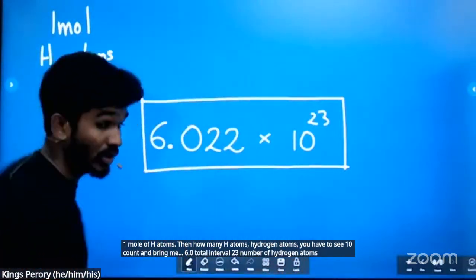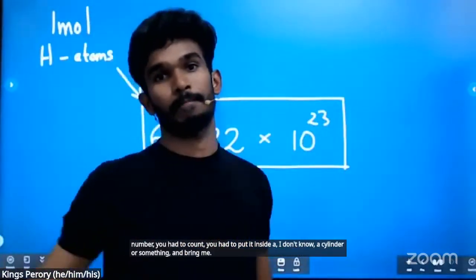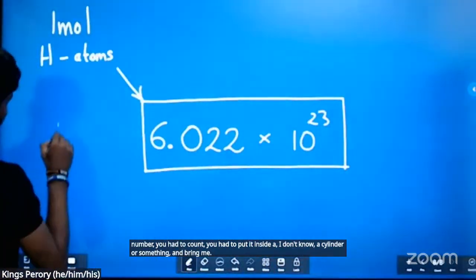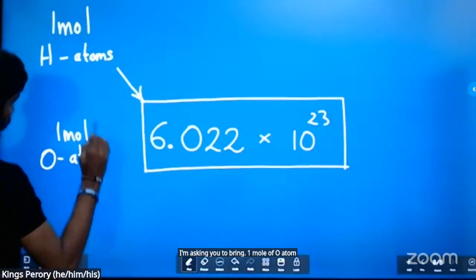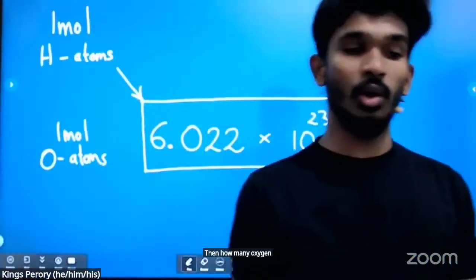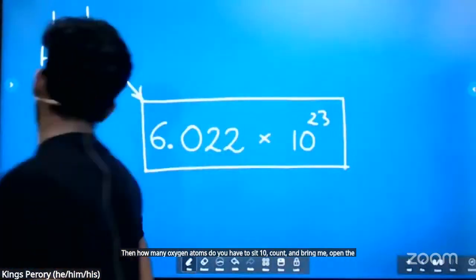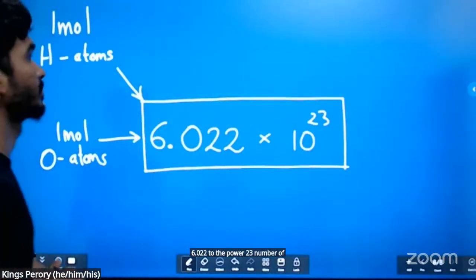That big number you have to count and put inside a, I don't know, a cylinder or something and bring me. I am asking you to bring 1 mole of O atoms. What is an O atom? Oxygen atoms. Then how many oxygen atoms do you have to sit and count and bring me? Open the mouth and tell louder. 6.022 into 10 to the power 23 number of oxygen atoms.